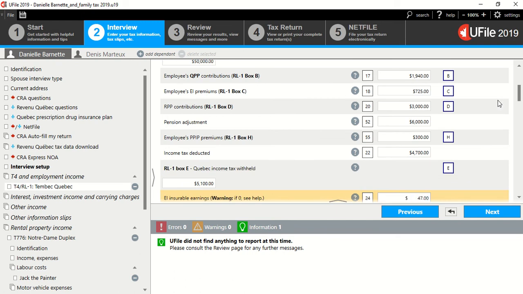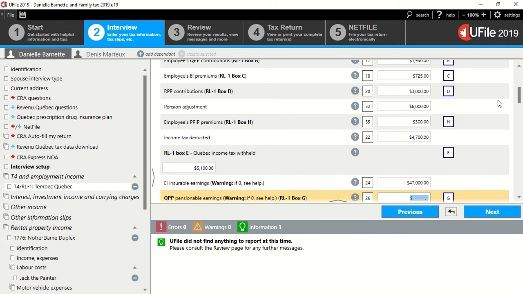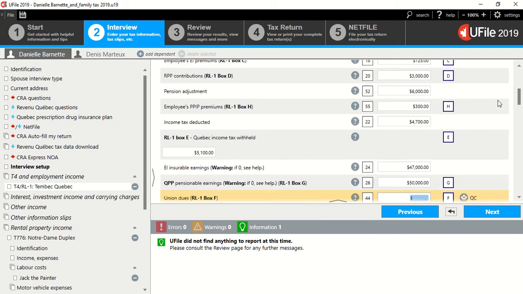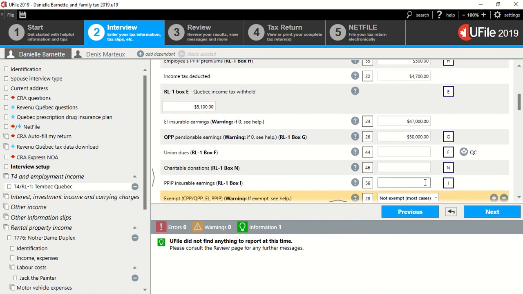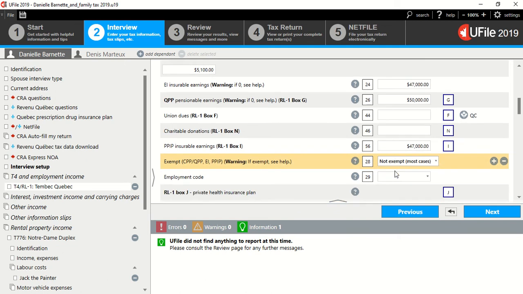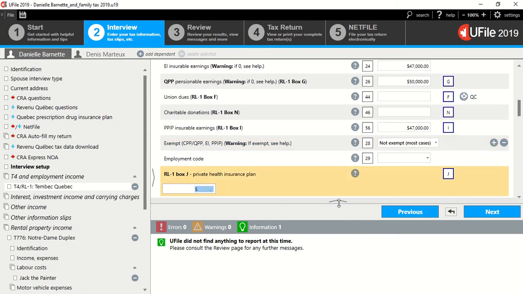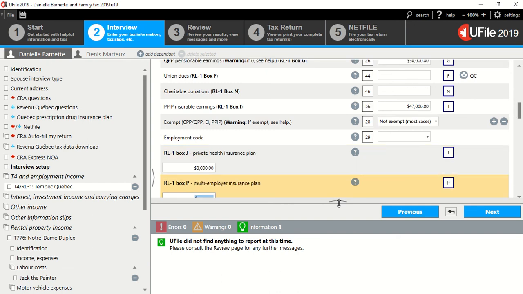UI insurable earnings is 47,000. QPP pensionable earnings is 50,000, and the difference can be accounted for by, let's put this as the QPIP earnings, insurable earnings to 47,000, which is basically the same as EI earnings. Nothing is exempt. There's no special employer code, and the difference between the 50,000 and the 47,000 is the private health insurance plan, which is taxable only in Quebec. Okay.